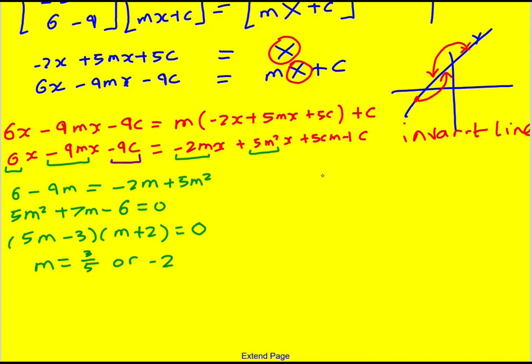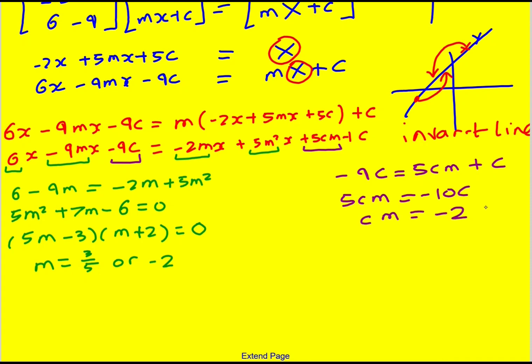And if we take a look at the constants, I'm going to get minus 9c plus 5cm, sorry, equals, it should have been equals 5cm plus c. Therefore, I could write down that 5cm is going to equal minus 10c. So cm is going to equal minus 2c. Don't just divide through by c, because we've got to think about whether it could equal 0 or not. So actually, there's two ways you could think about it.